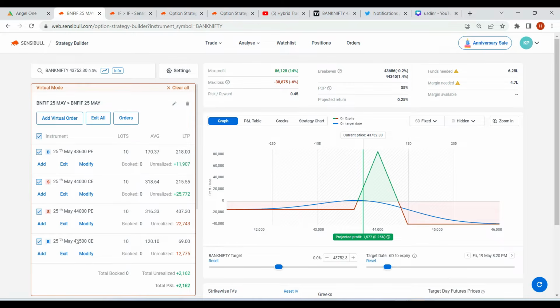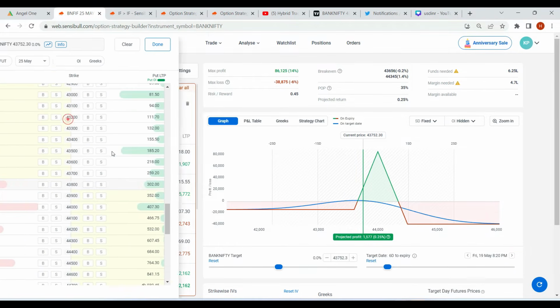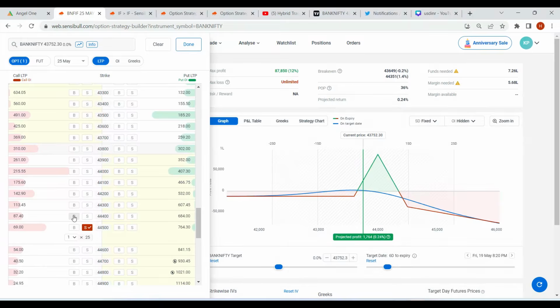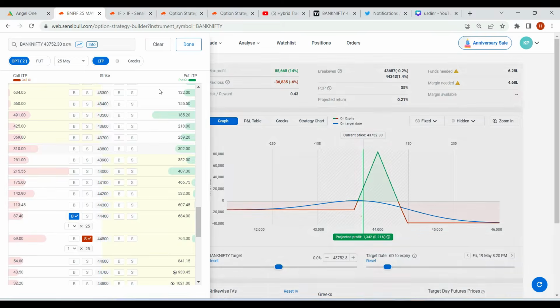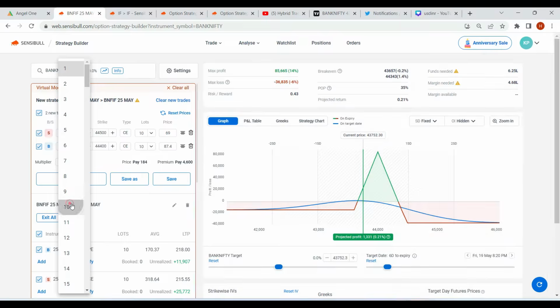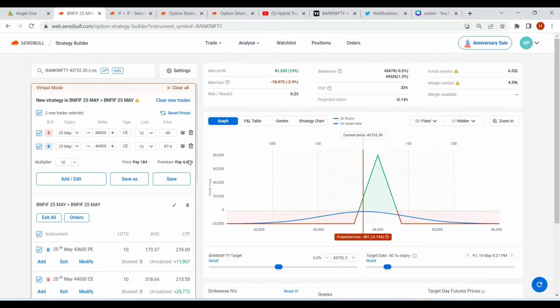We have to exit 44,500. Let me show you. 44,000 we have to exit, and then let's say I'm buying one strike below, that's it, right? I'm just rolling down. What is the quantity? Let me make this quantity 10. No rocket science, right? If I do this, what am I trying to do?